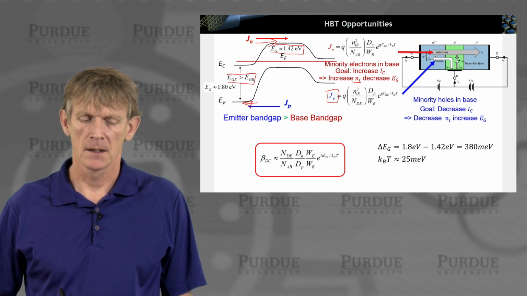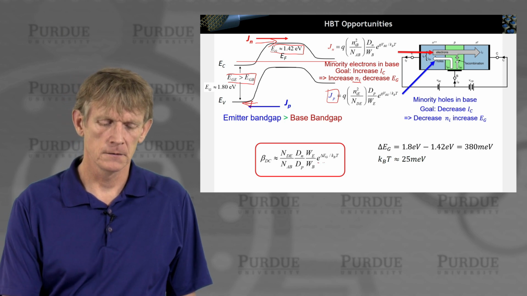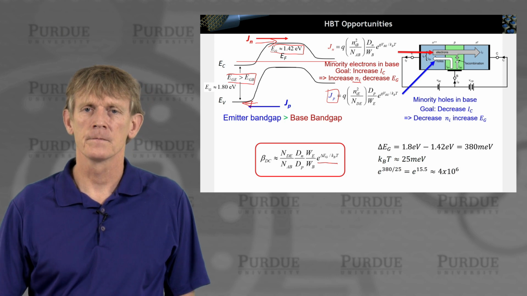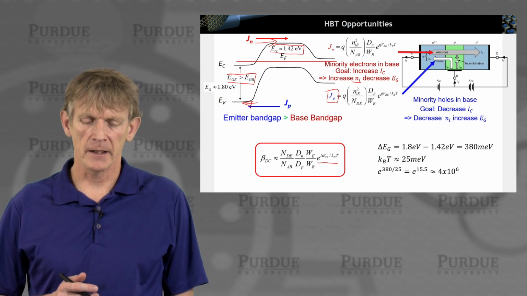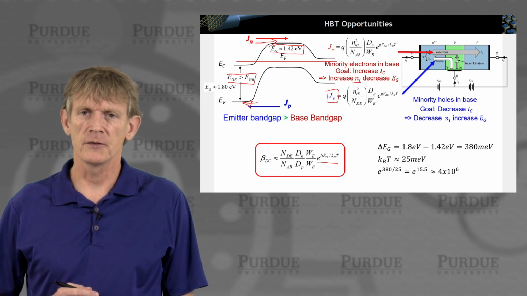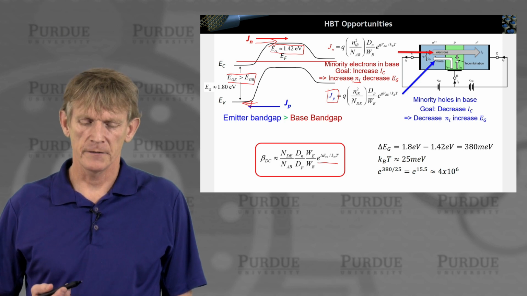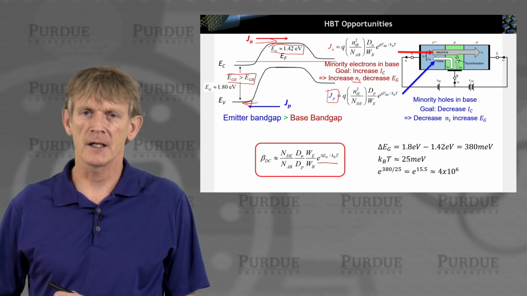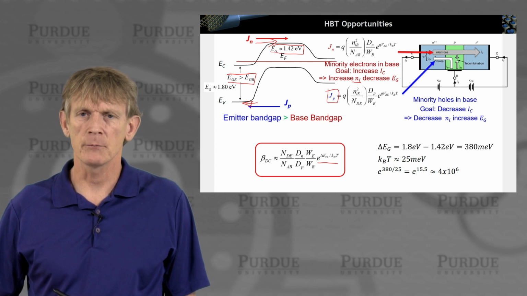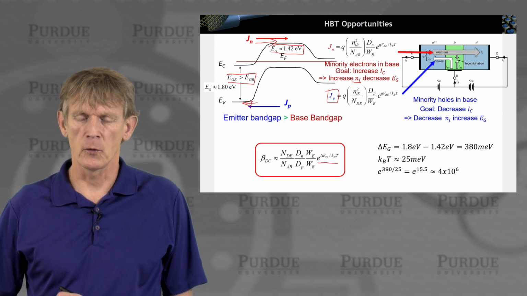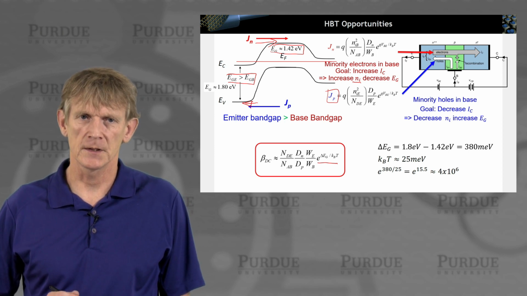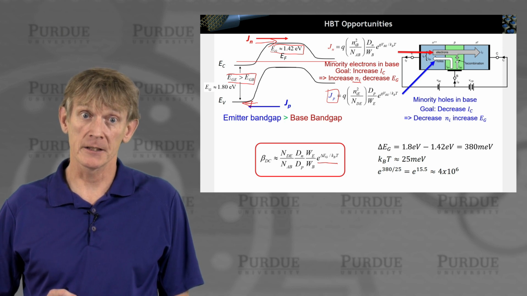Okay? Let's see what that does to this gain. We're going to calculate delta EG over kT. So we have e to the 380 over 25. That is e to the 15.5. That is 4 million, 4 times 10 to the 6. That's a pretty large increase.